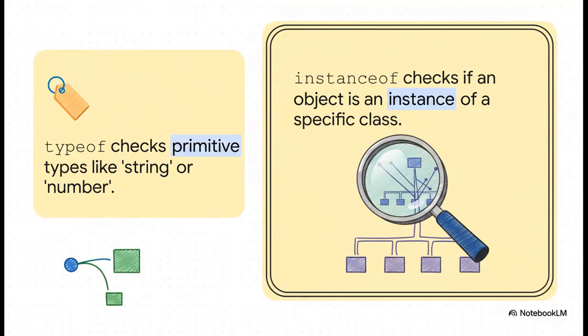You've probably seen typeof before. It's great for the simple stuff. String, number, Boolean. Easy. But when you get into more complex things, like objects, arrays, or dates, typeof gets a little fuzzy. That's when you need to bring in the specialist, instanceof. It doesn't just look at the type. It checks the object's entire family history to see exactly what it is.